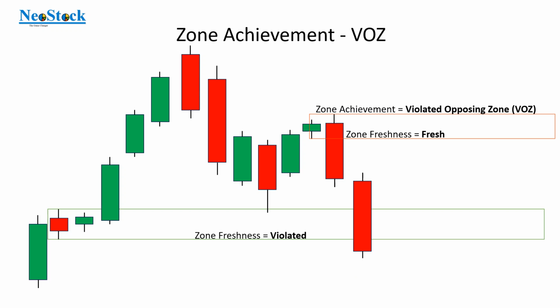That means a zone gets the violated opposing zone achievement if it either pierces or violates its opposing zone. In both scenarios, whether it is pierced or violated, the supply zone gets violated opposing zone. Exactly the same way, this concept is applicable to demand zones as well. Let me show you that example.